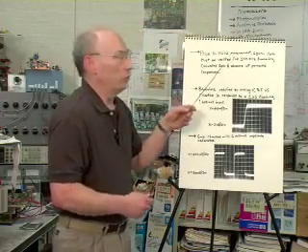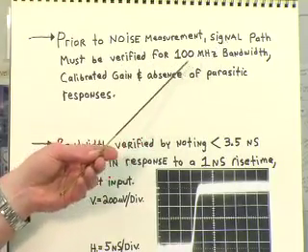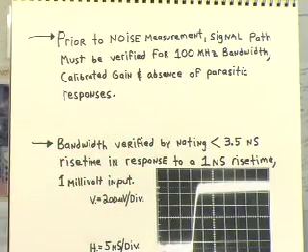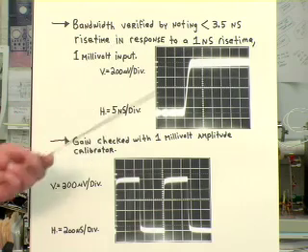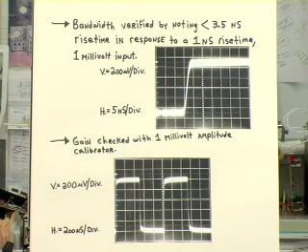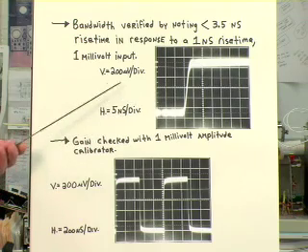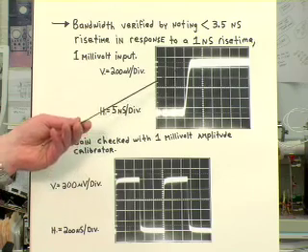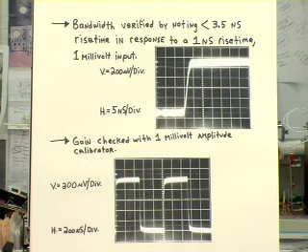Before we get started with the actual noise measurement, you've got to verify the signal path to make sure it really has 100 megahertz of bandwidth, it's got calibrated gain, and it's got absence of parasitic responses. To do this, we verify bandwidth by putting in a very fast rise time pulse and noting that the rise time is less than 3.5 nanoseconds, which corresponds to 100 megahertz bandwidth. These are the results when we do that. At 200 microvolts per division and 5 nanoseconds per division, we can see we're coming in around 3 nanoseconds. That verifies we've got 100 megahertz of bandwidth.